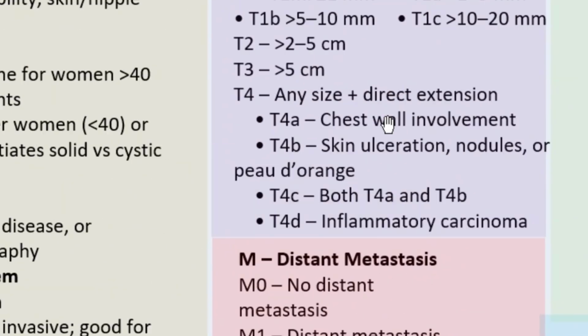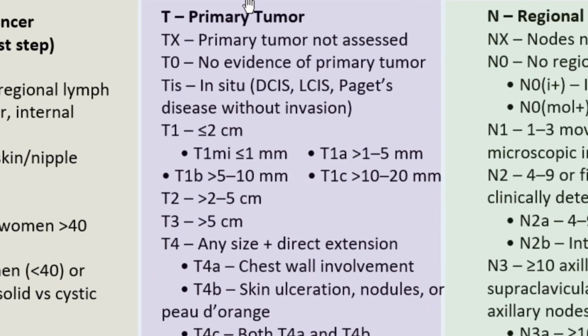So we're going to look at the staging of breast cancer, and we have the TNM staging, where we consider T the tumor, N the lymph nodes, and M for metastasis. So when we look at breast cancer tumors, we have the TX, that is when the primary tumor is not assessed. We have the T0 when there is no evidence of a primary tumor. So you have assessed, but there is no tumor.